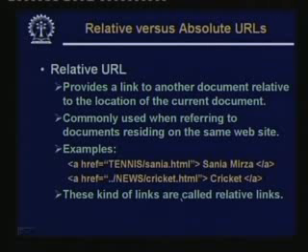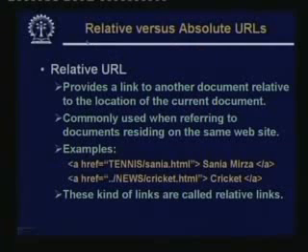Now, let us look at how we can specify these links. We have said that href is the attribute which you can use, an attribute of the anchor tag. In href we can specify the name of the resource, but there are two different ways we can specify this, either using relative URLs or using absolute URLs.